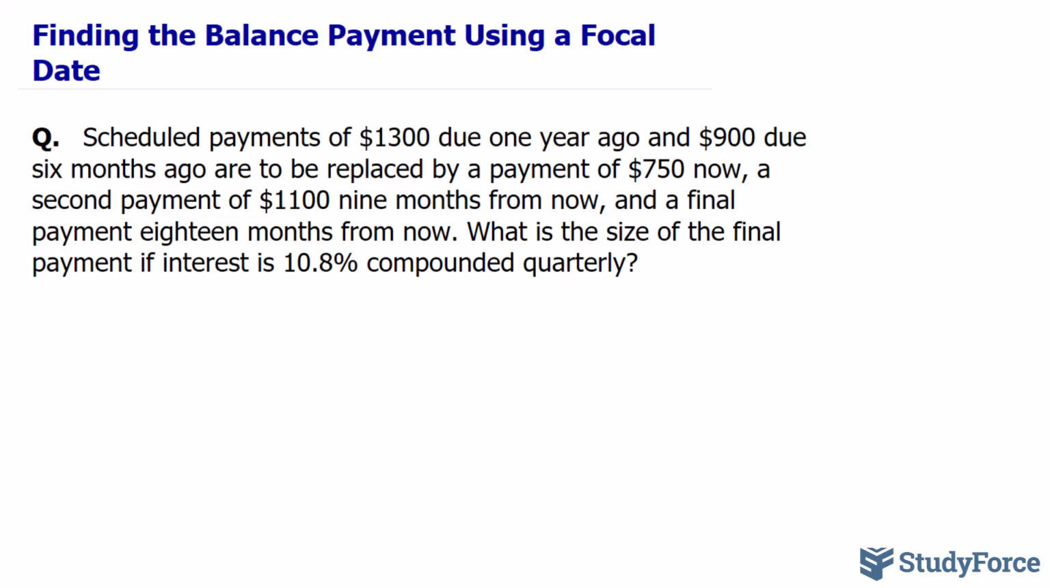When scheduled payments are replaced with a new set of payments, we need to ensure their values are equivalent at a common point in time. Using a focal date and compound interest, we'll calculate the balance payment that makes both sets financially equal.